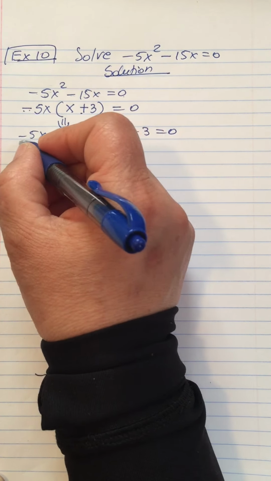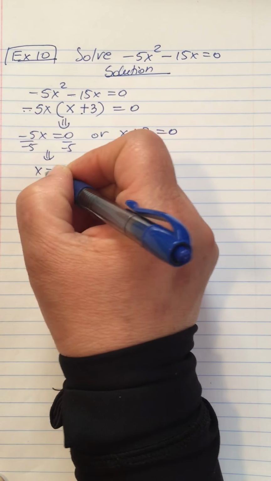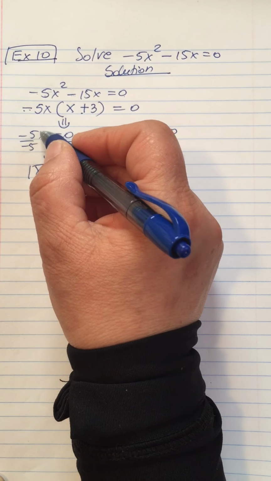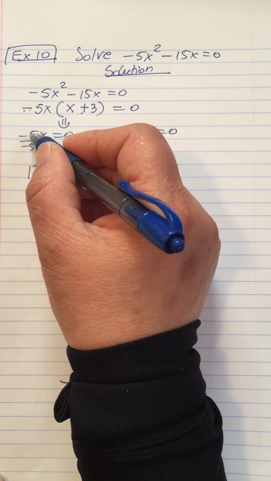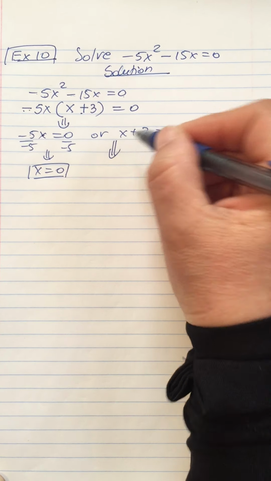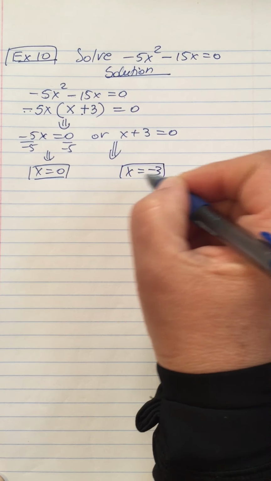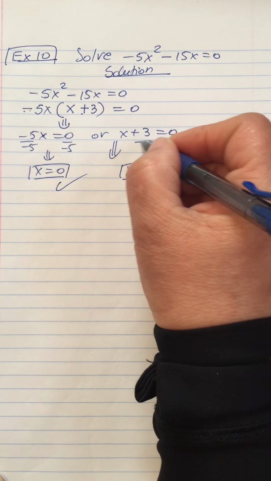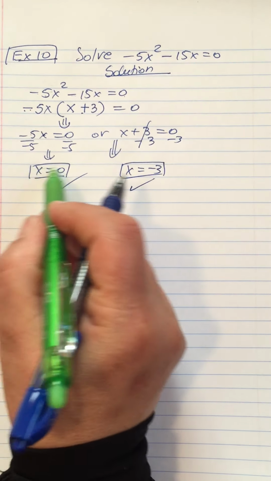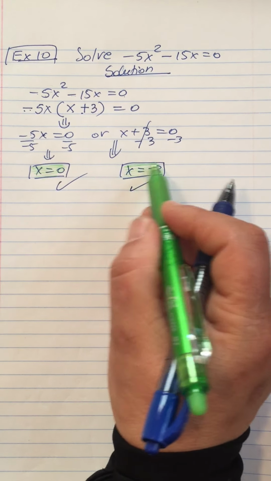And now, here you can divide by negative 5, or right away you can say that x is 0. Knowing the 0 property, you know that x must be 0 to be multiplied with 5 and to give you 0. And here, immediately you can change the sign. Or just subtract both sides, and you know. Now, the solutions are negative 3 and 0.